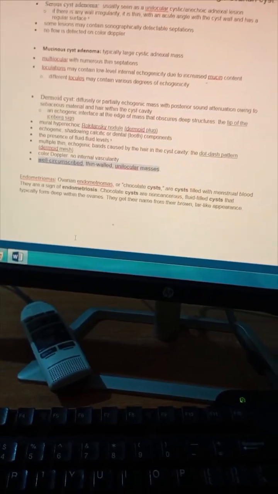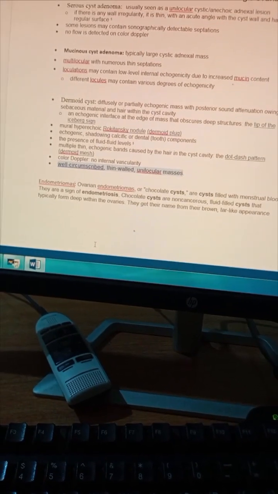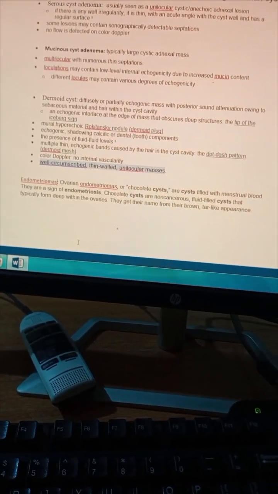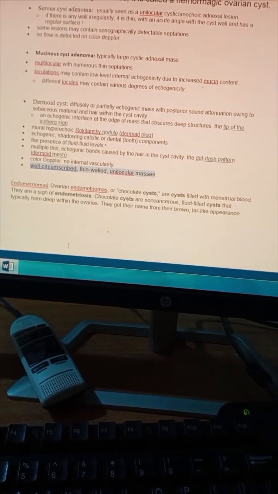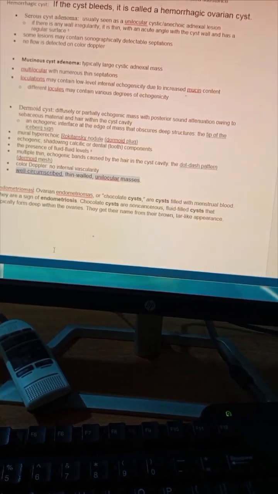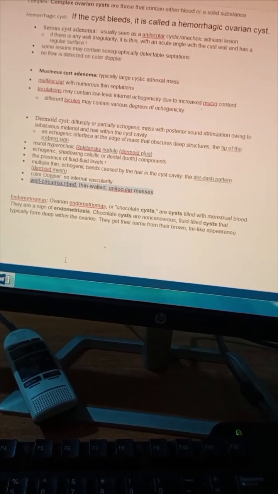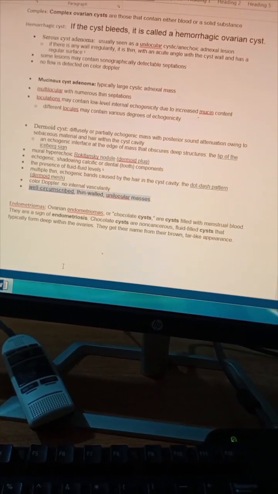And the last is endometriomas, also called ovarian endometriomas or chocolate cysts. These cysts are filled with menstrual blood. They are the signs of endometriosis. They are non-cancerous, fluid-filled cysts, typically deep within the ovaries. They get their name from their brown, tar-like appearance.